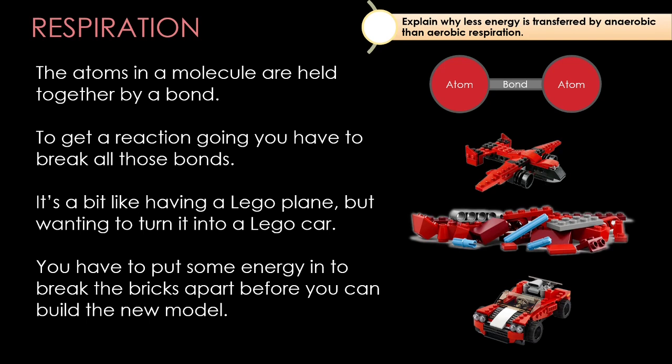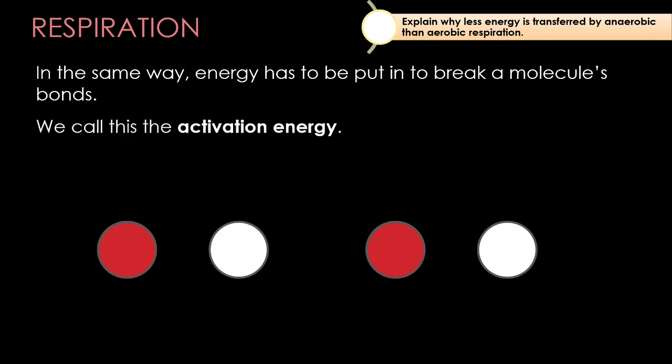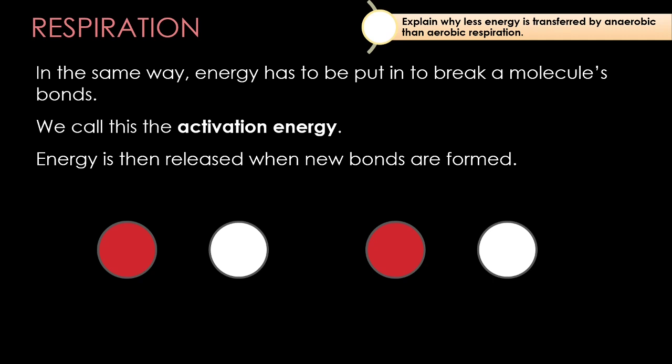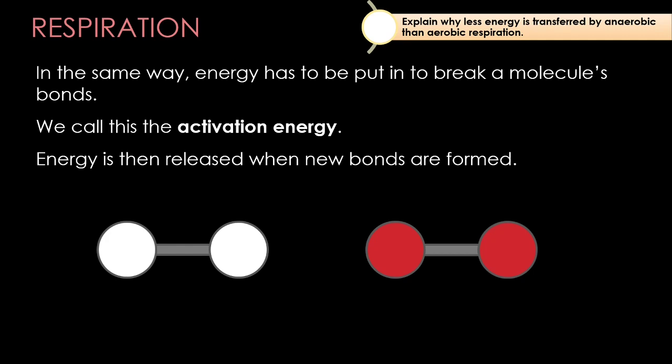So in the same way, when you have a molecule and you want to react it with another one, the first thing you need to do is put in some energy in order to break those bonds, in order to break apart the atoms and have them ready to be reshuffled into different molecules. Now, the amount of energy that we put in to break those bonds, we call the activation energy. Energy is then released when new bonds are formed. So we have to put energy in to break the bonds, but when new bonds are formed, it actually releases some energy. So new molecules formed, energy gets released when those new bonds are made.